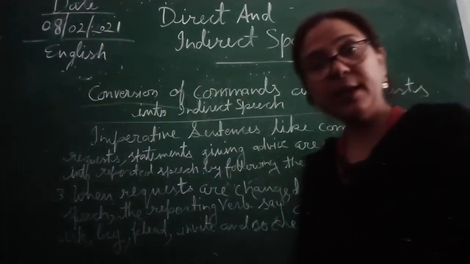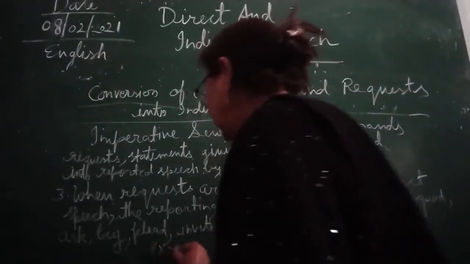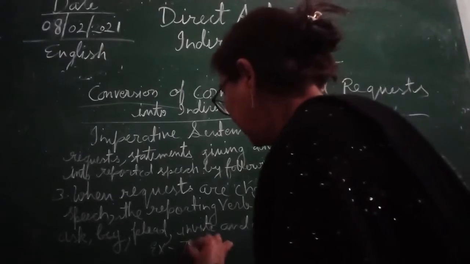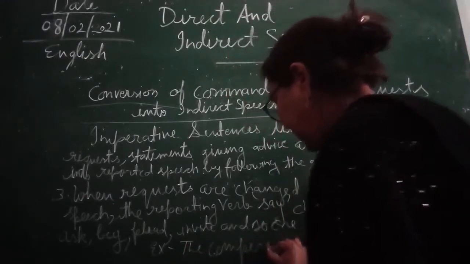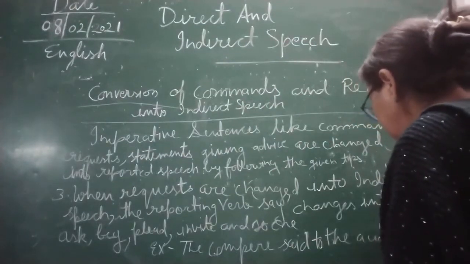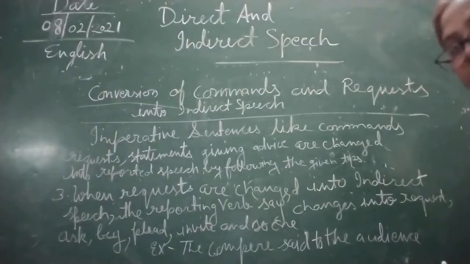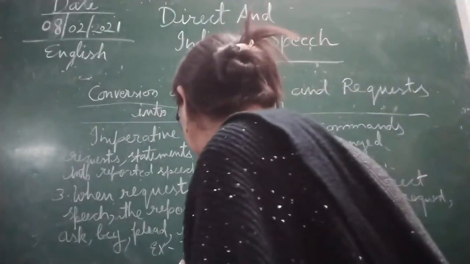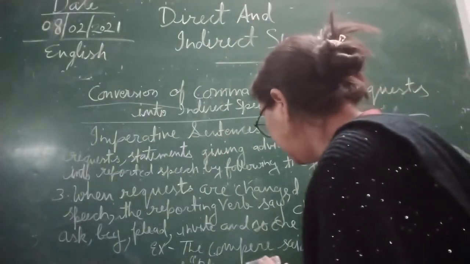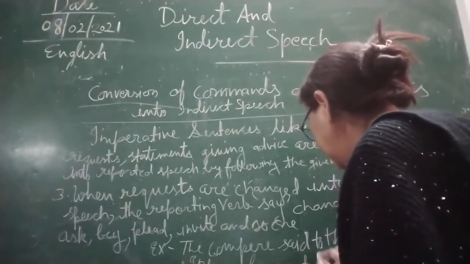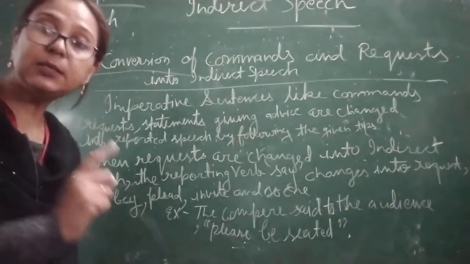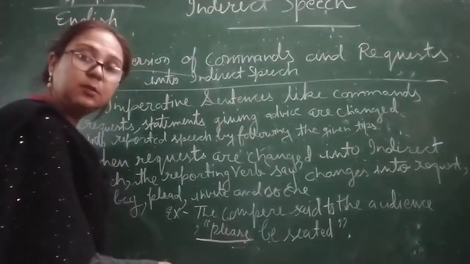I am going to write one example on the board, children. The compere said to the audience, please be seated. This is a request by the compere, that is, please be seated. Here please is there, so this is a request.